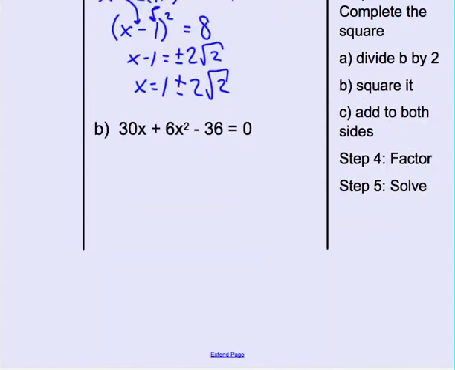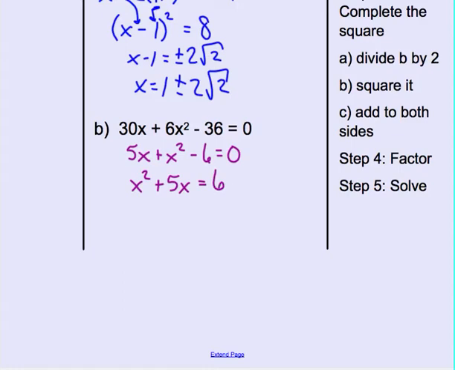Alright, one more and then we'll get to those you try problems. So first thing, divide by the leading coefficient, which remember is the coefficient in front of your x squared term. So I'm dividing everything by 6. Isolating my two terms with the variables, I'm also going to flip them around so my x squared term is first. Adding 6 to both sides.